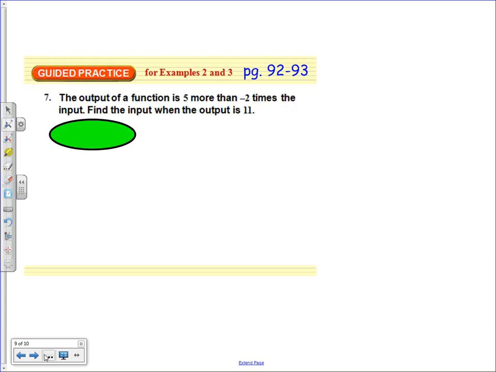Okay, we practiced this earlier, writing input and output rules or equations. Remember, rule is another word for an equation. So we have here, and this is on pages 92 and 93, the output of a function is 5 more than negative 2 times the input. The output, which is our y, means equals, 5 more than negative 2 times the input.